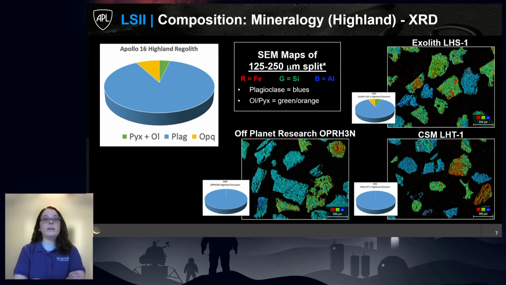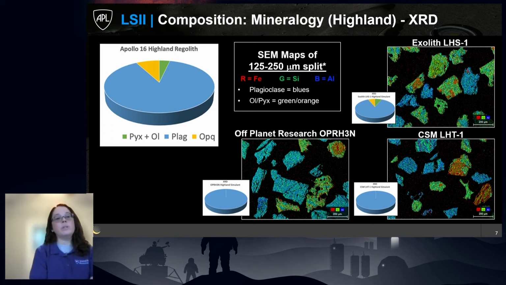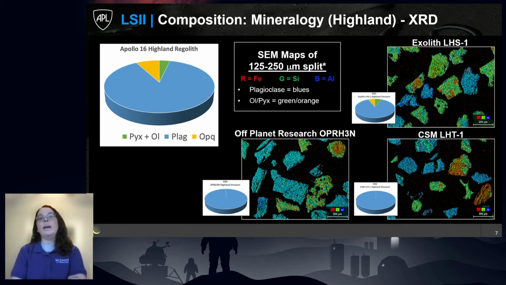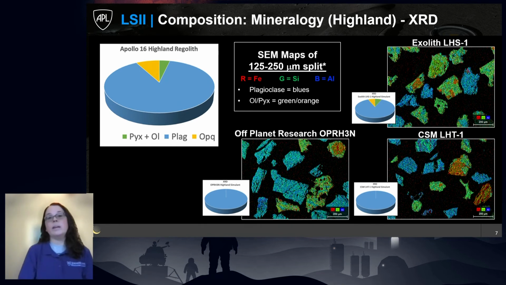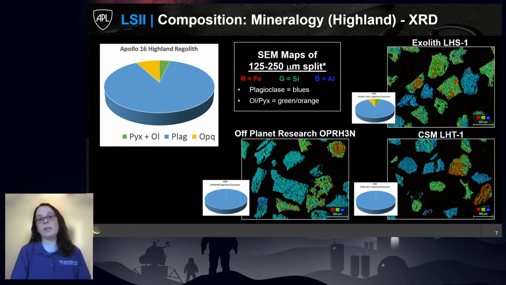So there's a lot of data on this page, but it's looking at mineralogy. The Apollo 16 is shown there in the upper left. It's a pie chart. Plagioclase is in blue, pyroxenes and olivines are in green, and opaques are in yellow. And I have that same XRD data for the simulants shown next to their beautiful SEM images. And I brought in the SEM because, as you can see, for off-planet research and Colorado School of Mines, the XRD doesn't show any mafic components marked. There were 100% plagioclase. But clearly the SEM data shows the plagioclase in blue and the mafic materials in orange and green. And you can definitely see that we don't have just 100% plagioclase. So we're seeing a pretty good match to the bulk mineralogy. Next slide, please.